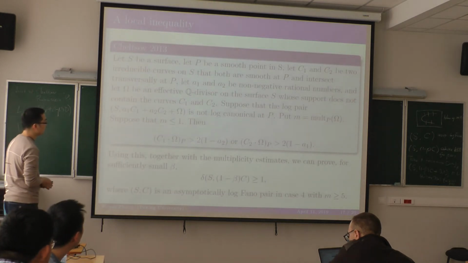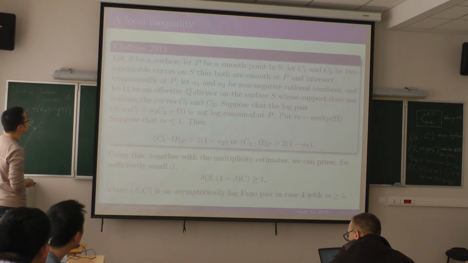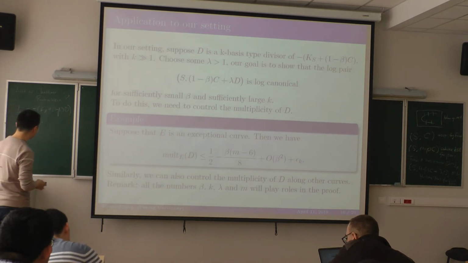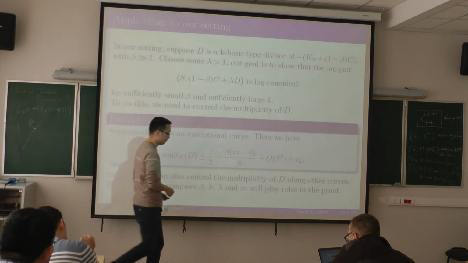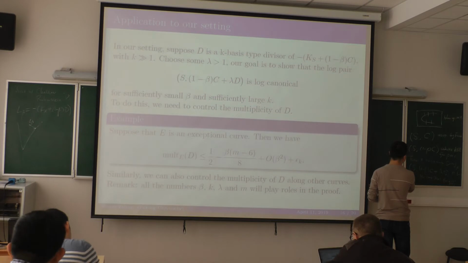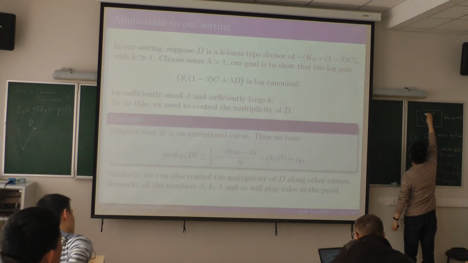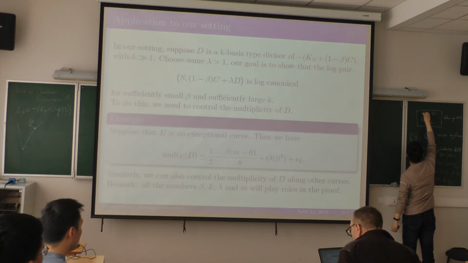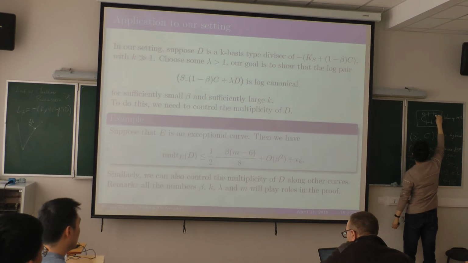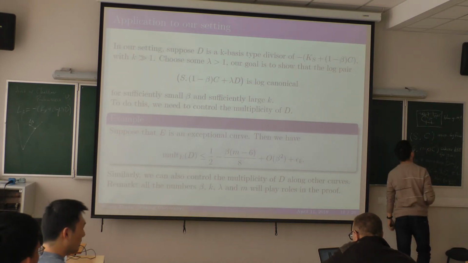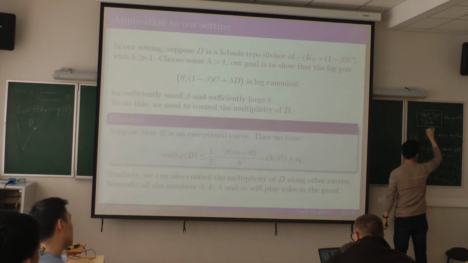So, okay, now let's come to this local intersection inequality. Basically now our pair is this one. Let me do an example for you. Suppose we are looking at this locus. Suppose there is an exceptional curve here, and this is our boundary term (1 minus beta) times C, and there is some basis type divisor lambda times D, something like here. We want to show that this pair is log canonical.